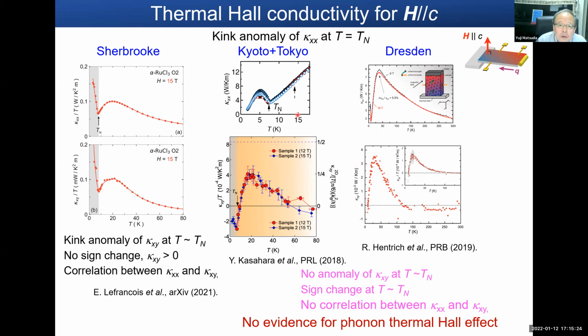On the other hand, the Kyoto and Tokyo group and the Dresden group show a sign change of kappa xy at the Néel temperature and no anomaly at the Néel temperature. So this result indicates no correlation between kappa xx and kappa xy. In other words, there's no evidence of the phonon thermal Hall effect in this material. So the result is controversial.